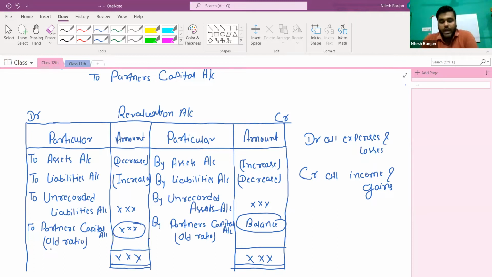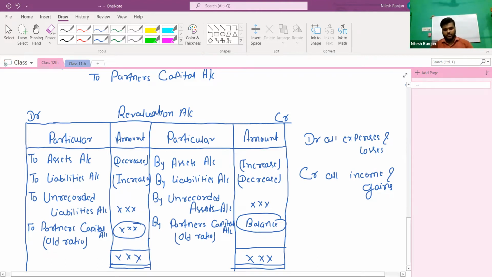Okay, so now we have to solve a question for revaluation. Imran sir did solve a question in previous classes. Yes, sir. And from which book? Can you tell me? T.S. Grewal, I think. Okay. Wait.